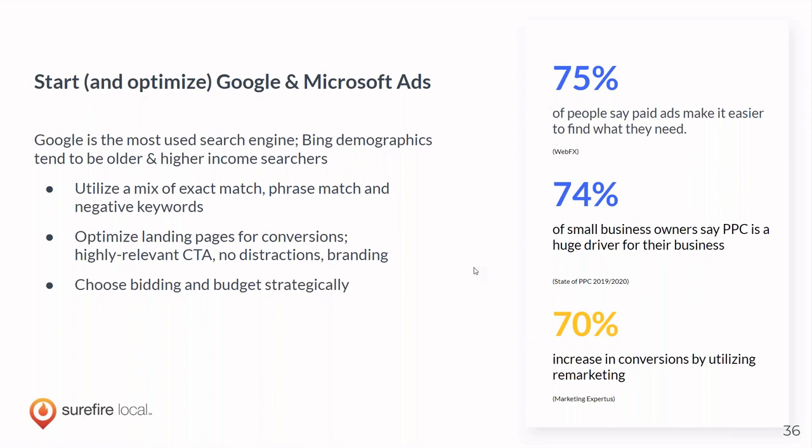You can optimize landing pages for conversions. Highly relevant calls to action really help this, with no distractions and no branding. You're just using the appropriate phrases that people need to hear in order to entice them to click, and in many cases you are paying for each one of those clicks. Choose bidding and budget strategically. 75% of people say paid ads make it easier to find what they need, 74% of small business owners say pay-per-click is a huge driver for their business, and there is a 70% increase in conversions by utilizing remarketing.